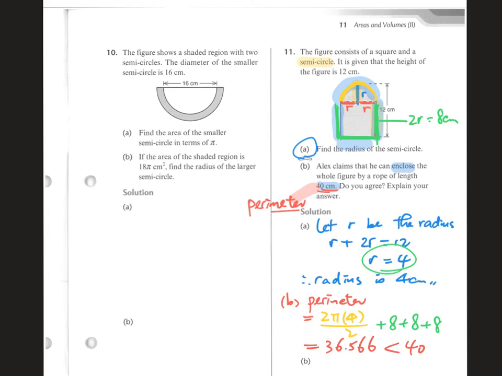So what's the meaning of less than 40 cm? 40 cm is the rope length, which is used to enclose the whole figure. And now can you see that the perimeter is smaller than it? So can you say yes or no? Yes, definitely. And then now you say yes, I agree that Alice can enclose the whole figure by her rope. So this is the end of this part. Hopefully you get the ideas about using 2 pi r and also pi r squared.